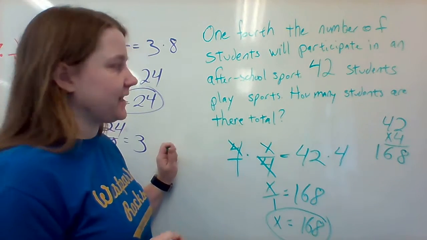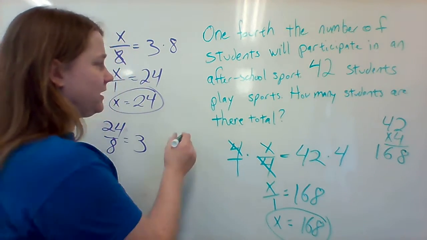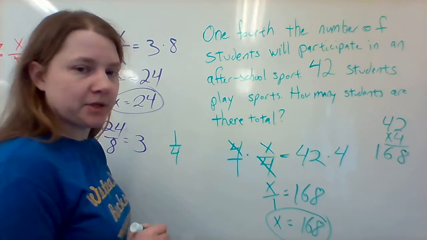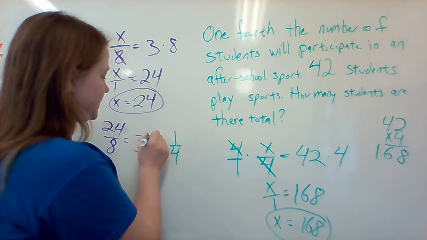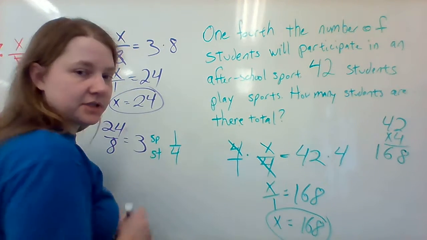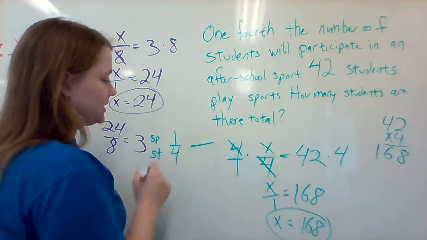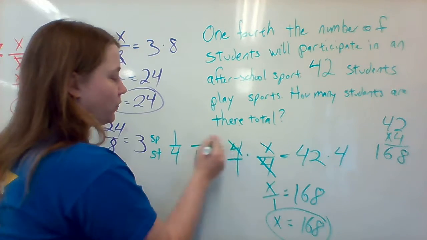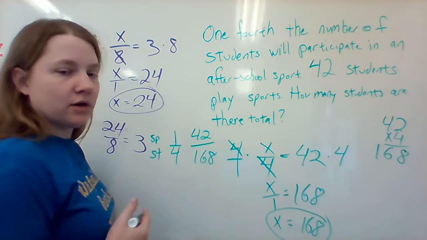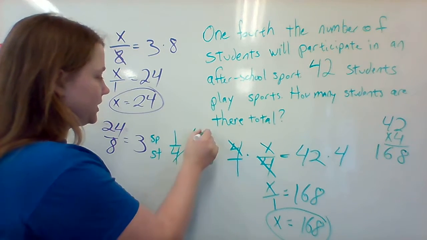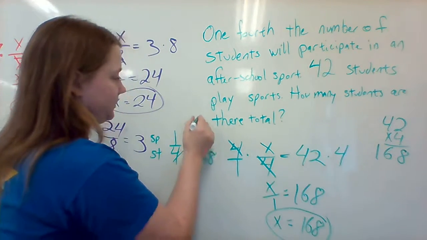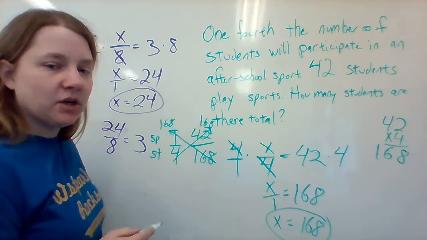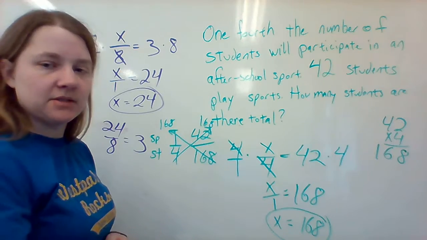So let's go ahead and check that. If I know that 1/4 the number of students will participate in sports, let's look at this another way. If there are 168 students, which is what I just found out, 42 of them play sports. Are these equivalent? 42 times 4, well, we just did that, is 168. 168 times 1 is 168. So we know that we have the right answer.